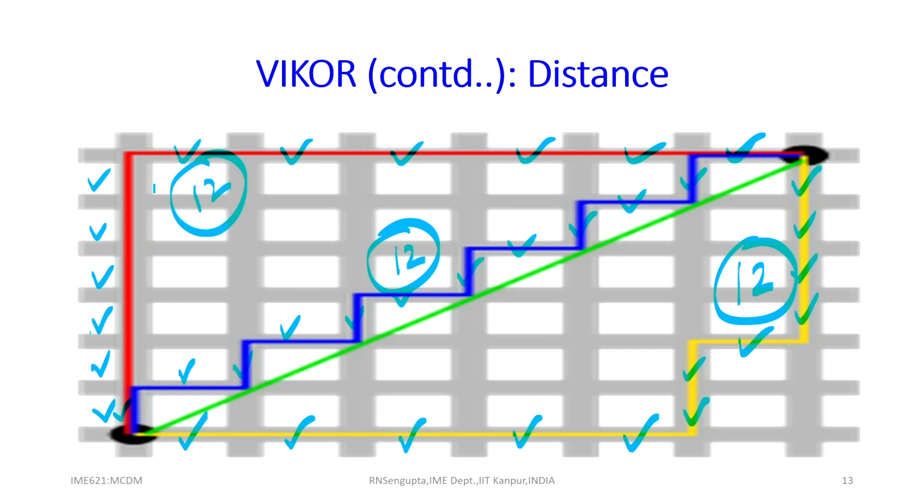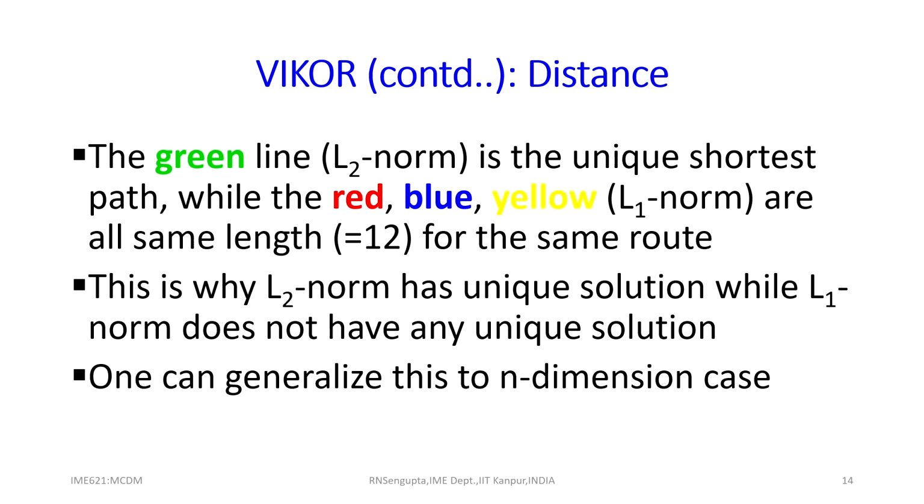So, there are different ways to reach from point A, in the left bottom corner, to point B. The green line, again, is the L2 norm, where the one-way distance can be found. The L1 norm is 12, but there are different ways to reach that point. As I discussed, the green line L2 norm is unique, while red, blue and yellow, which are L1 norm, are of the same length 12. That is why the L2 norm has a unique solution, while the L1 norm does not. One can generalize this for the n-dimensional case.